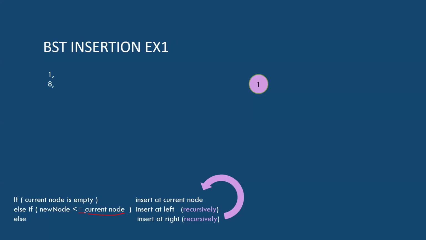So we got a 1 and then an 8. 8 is greater than 1. So we plug it right into the right child. We don't even do any recursion. It's just like, there you go. There was an open spot. That's where it goes.